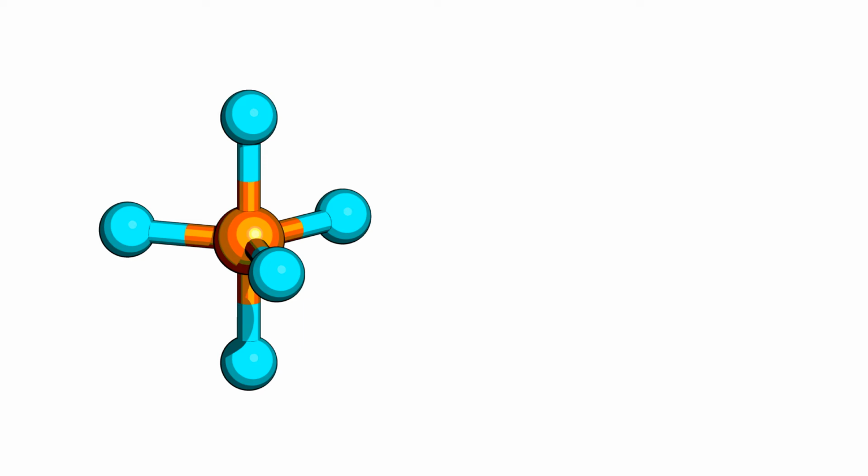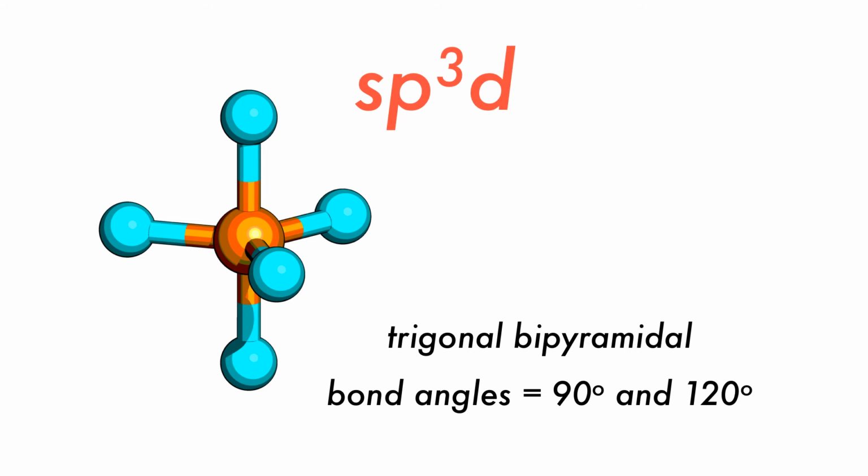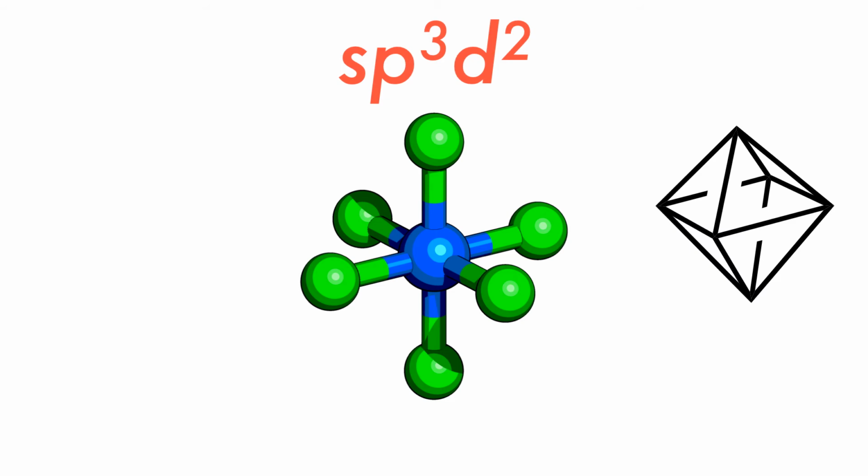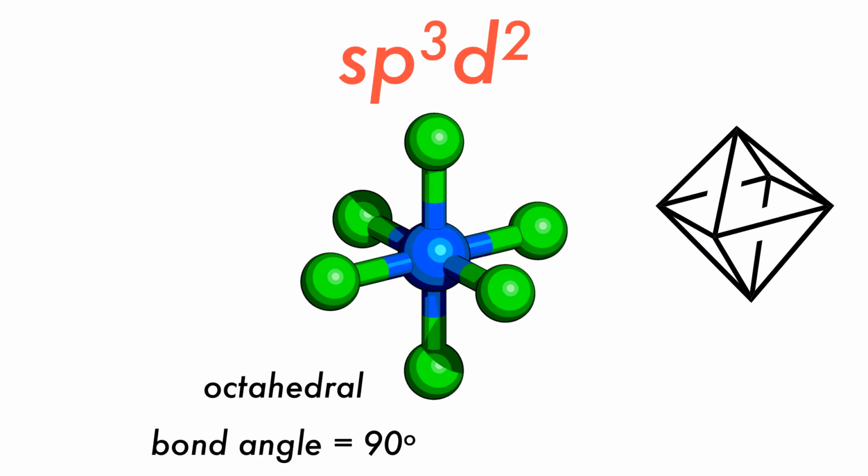Atoms with 5 electron domains are sp3d hybridized and adopt a trigonal bipyramidal geometry with bond angles of 120 and 90 degrees between the electron domains in order to reduce repulsion. Atoms with 6 electron domains are sp3d2 hybridized as we mix 1s, 3p, and 2d orbitals. They adopt an octahedral geometry because if the points were connected, they would form an 8-sided shape. The bond angles in an octahedral complex are all 90 degrees.